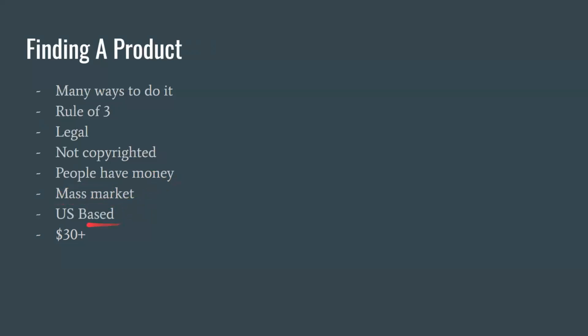I sell mainly to the US. That's my personal preference. And I want to be selling that product for about $30 or more. That is a guideline, but basically we're buying it for $10, we're selling it for $30. Okay, in the next lesson, I'm going to show you about finding a product.